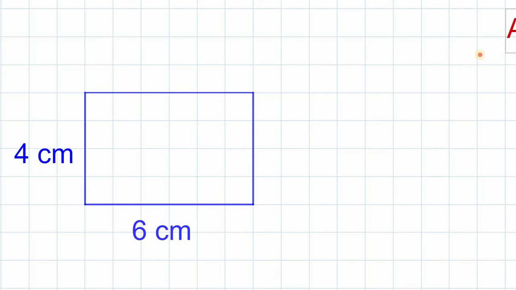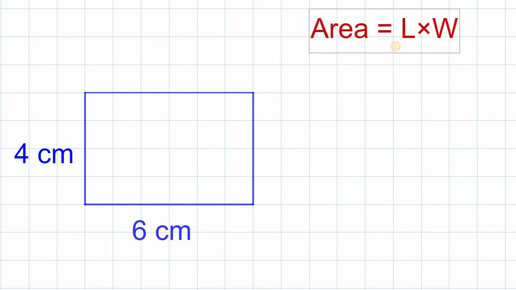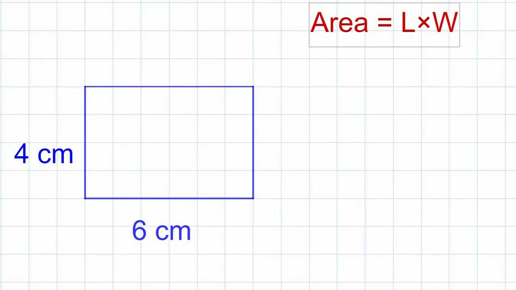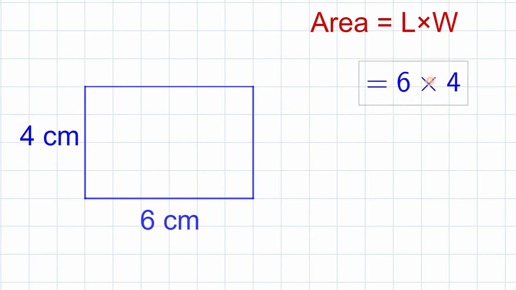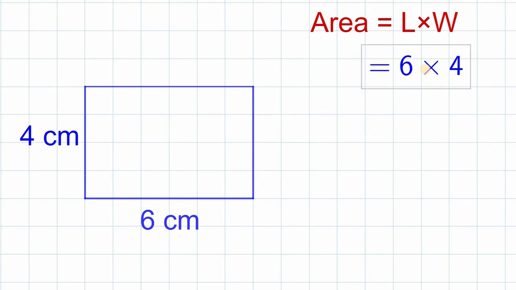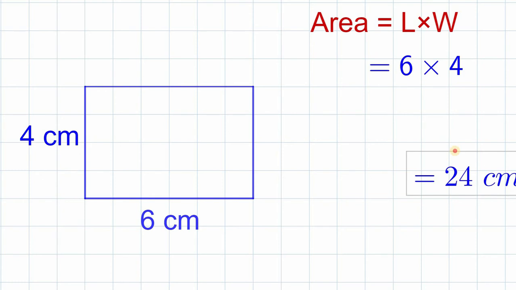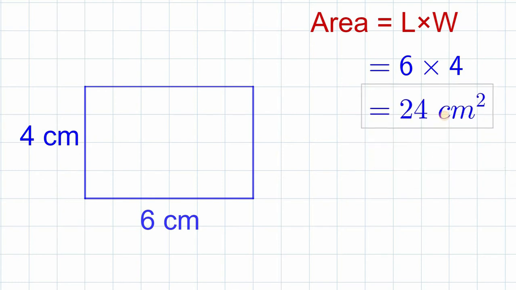We know the area of a rectangle is length times width. The length of this rectangle here is 6 centimeters, and the width is 4. So the area is 6 times 4, and 6 times 4 is 24. Therefore, the area of this rectangle is 24 square centimeters.